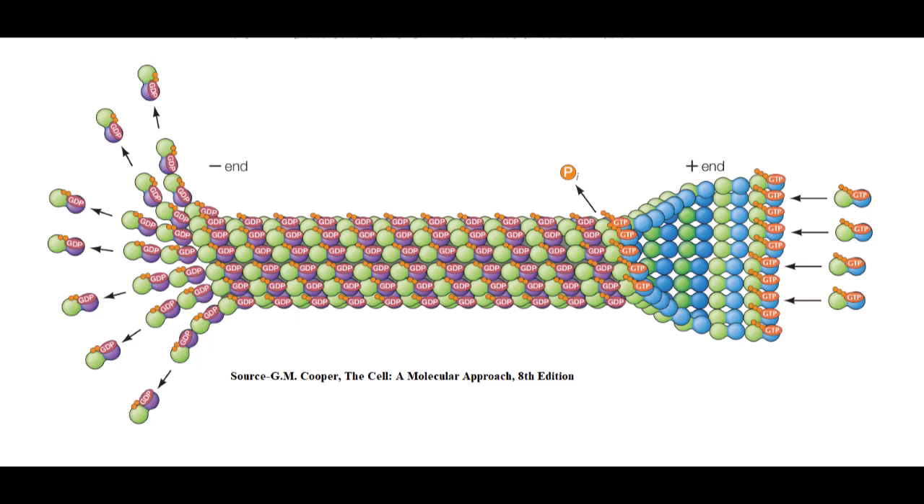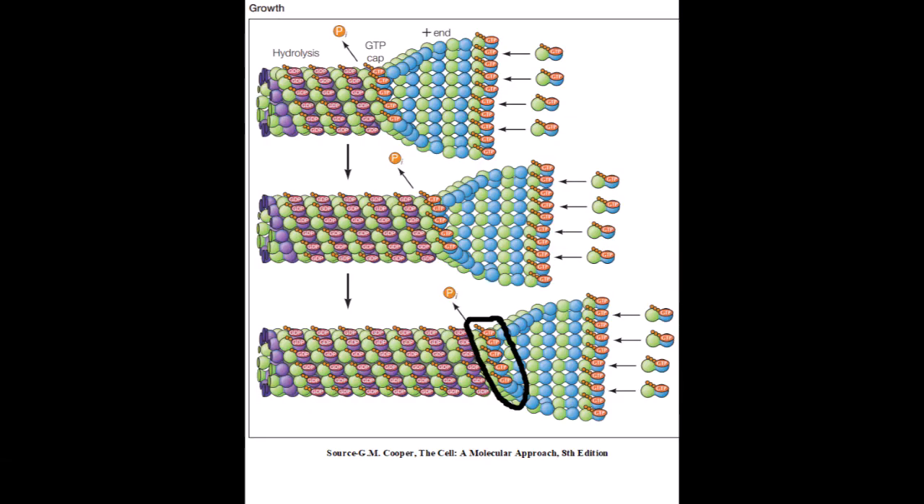Dynamic instability can also occur when the hydrolysis of GTP bound to beta-tubulin takes place during or shortly after polymerization, which reduces its binding affinity for adjacent molecules. Growth of microtubules continues as long as new GTP-bound tubulin molecules are added more rapidly than GTP is hydrolyzed.